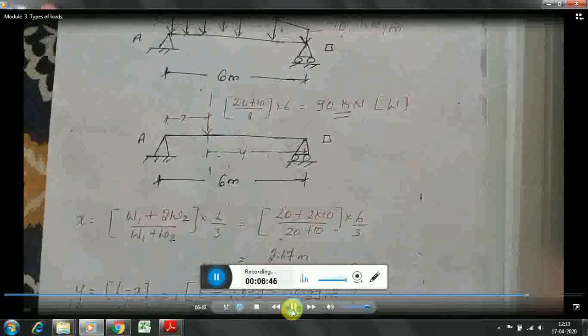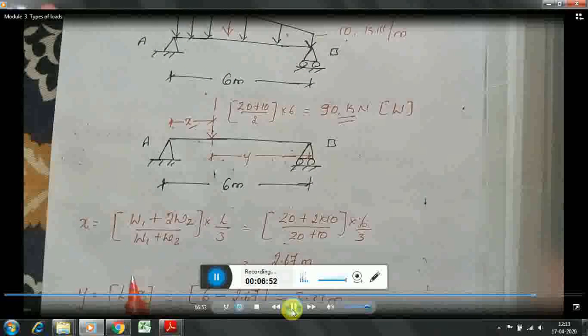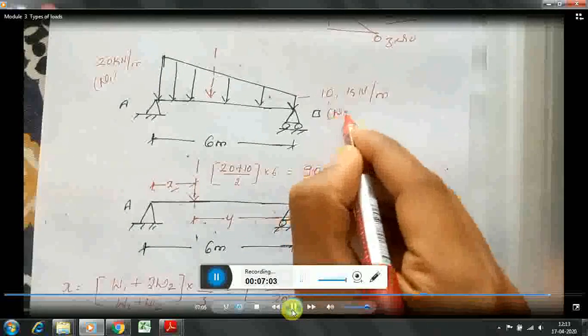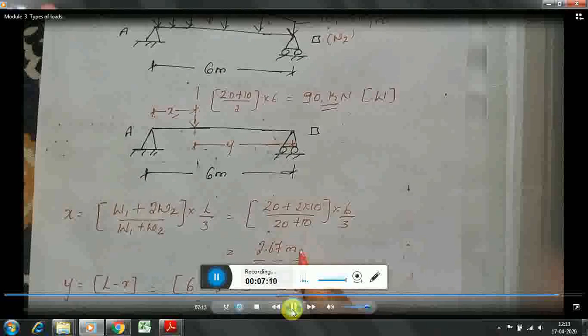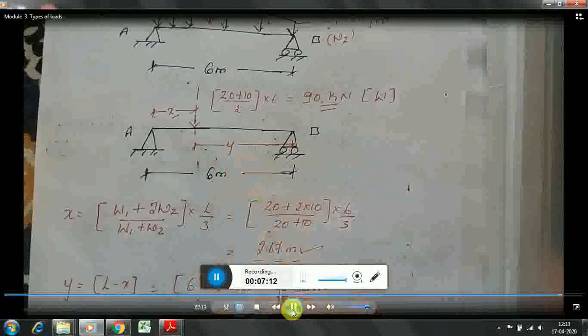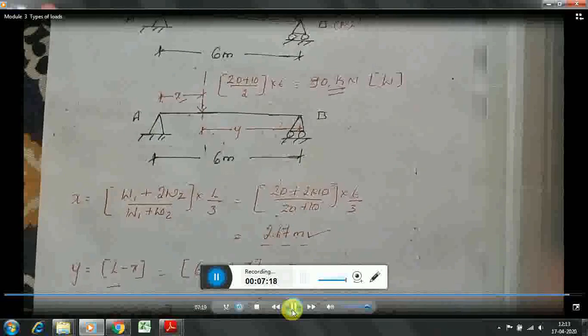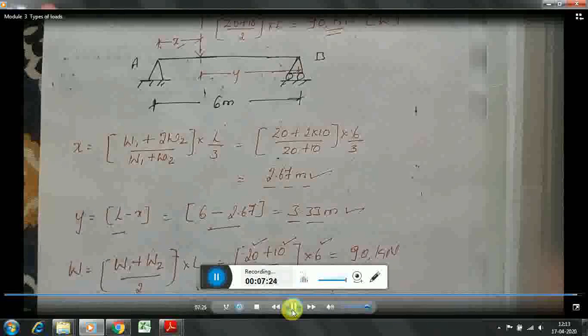Similarly, now where this point load will act, that is the distance x. x can be calculated using the formula W1 plus 2W2 divided by W1 plus W2 into L by 3. In place of W1 we have 20, in place of W2 we have 10. Substituting in the formula, we get the value of x as 2.67 meters. Then this y will be nothing but L minus x. L is 6, the span of the beam, so L minus x is 2.33 meter. Like this we can convert trapezoidal load into a point load. Thank you.